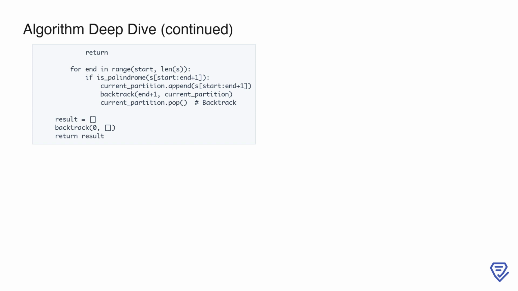When the base case is reached, meaning the starting index equals the length of the string, we append a copy of the current partition to the result list. Afterward, we backtrack by removing the last added substring to explore other partitions. The result list is initialized at the start of the function and returned at the end, containing all valid partitions. This implementation efficiently handles the recursive exploration and ensures that invalid substrings are skipped early, making it both elegant and effective for solving the problem.